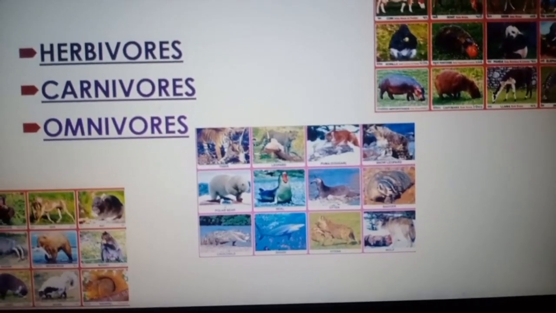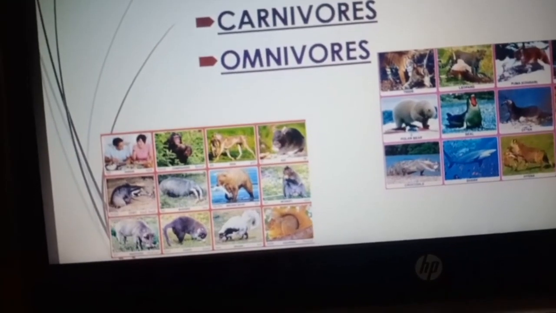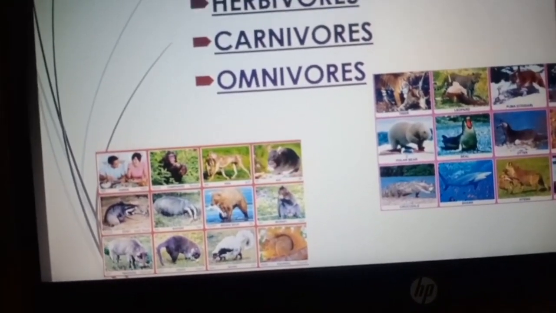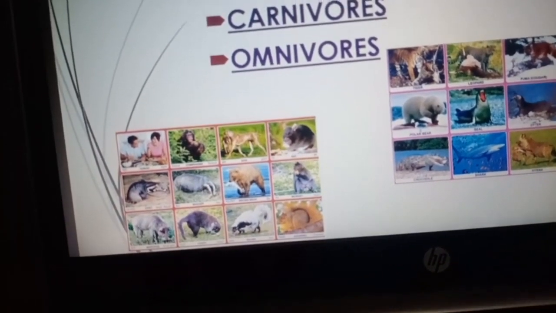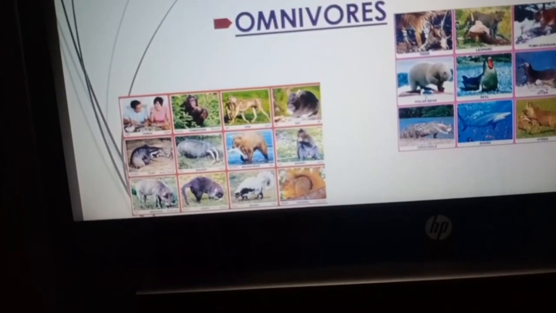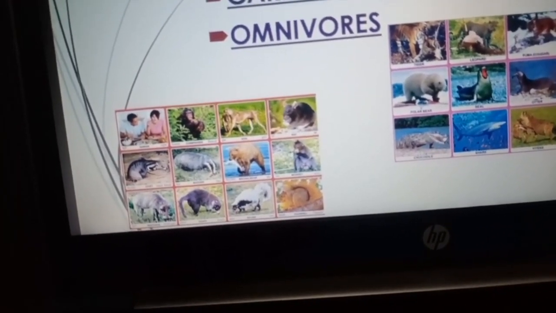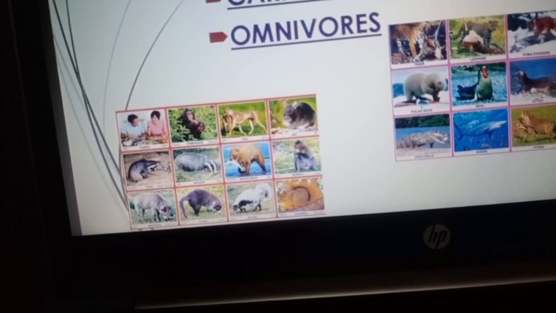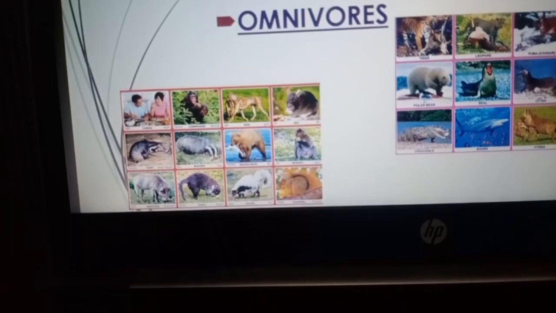Now next one is the examples of omnivores. Omnivores are the animals that eat plants as well as flesh of other organisms, like human being, monkey, dog, cat. These are the omnivorous animals.